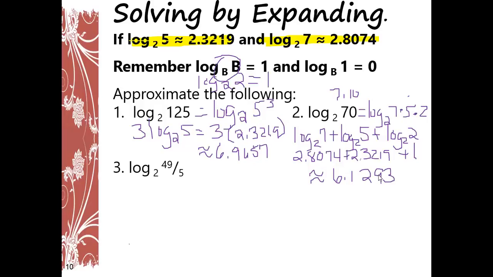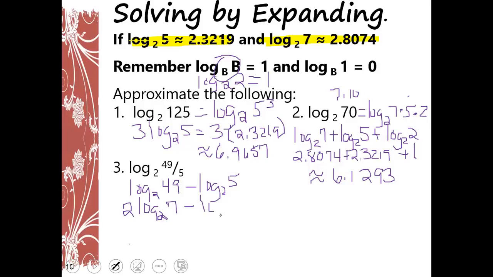Last problem that we're going to do, this is log base 2 of the number 49 over 5. And I'm going to split that up. Log base 2 of the number 49 minus log base 2 of the number 5. I'm going to recognize that 49 is 7 squared, and so I get 2 times log base 2 of the number 7 minus log base 2 of the number 5.